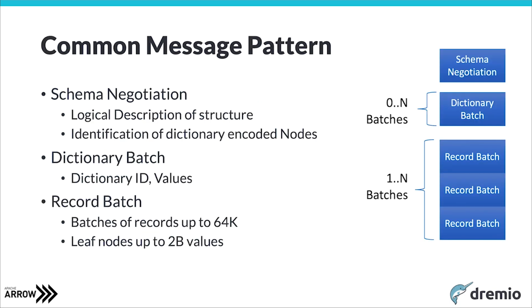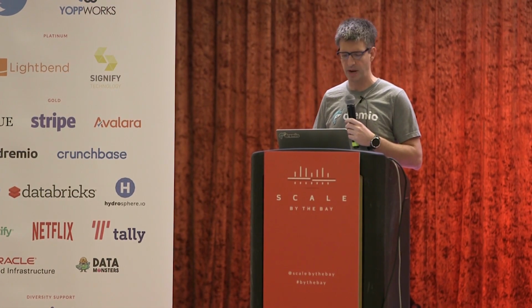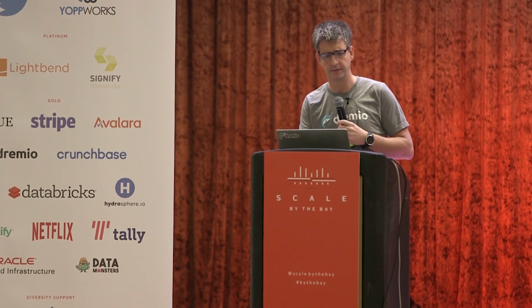Okay? When you're moving data between different systems, you're generally following this message pattern, where you basically negotiate schema between two different sets of processes or parts of your application. You then communicate one or more dictionary batches, so Arrow does support dictionary encoding, and then you send what we describe as record batches, which are batches of data in columnar representation that are typically not huge, so that you can pipeline between different parts of the system. They can be arbitrarily large, but generally for pipelining purposes, we don't make them that large.